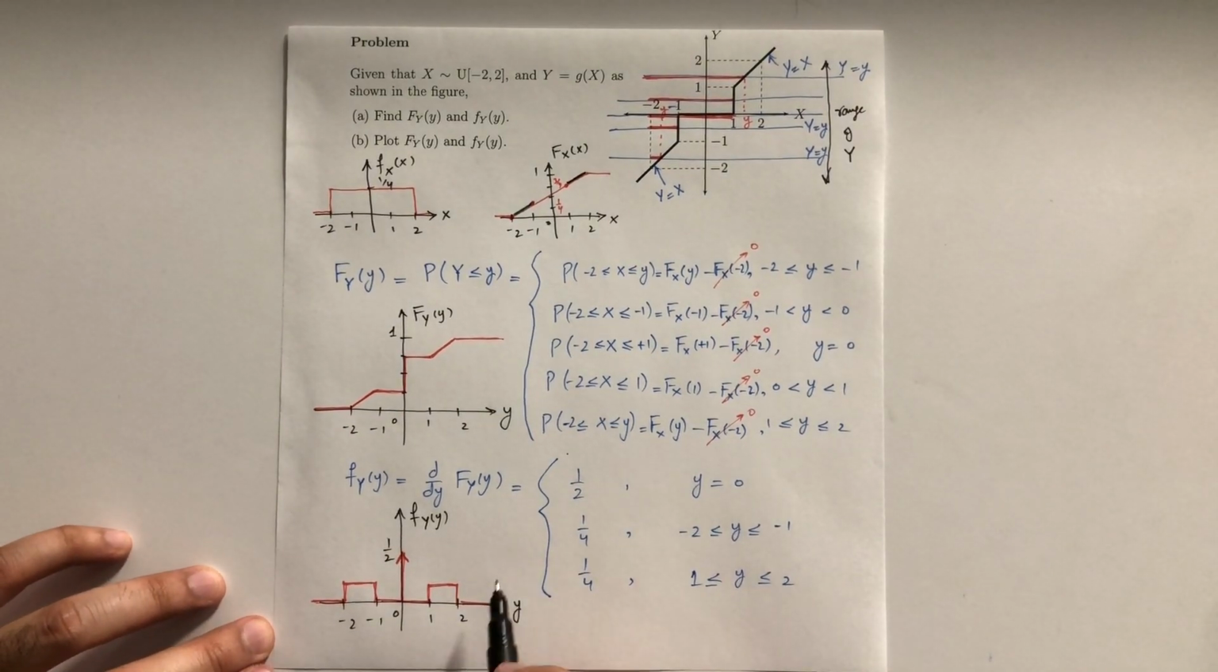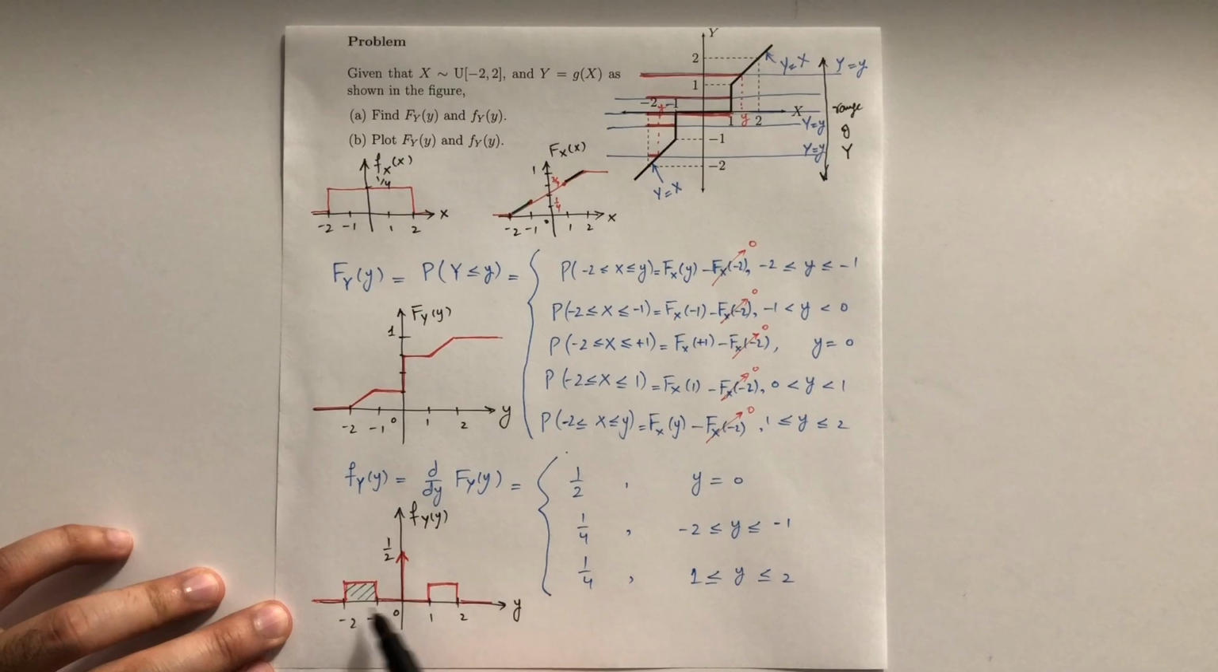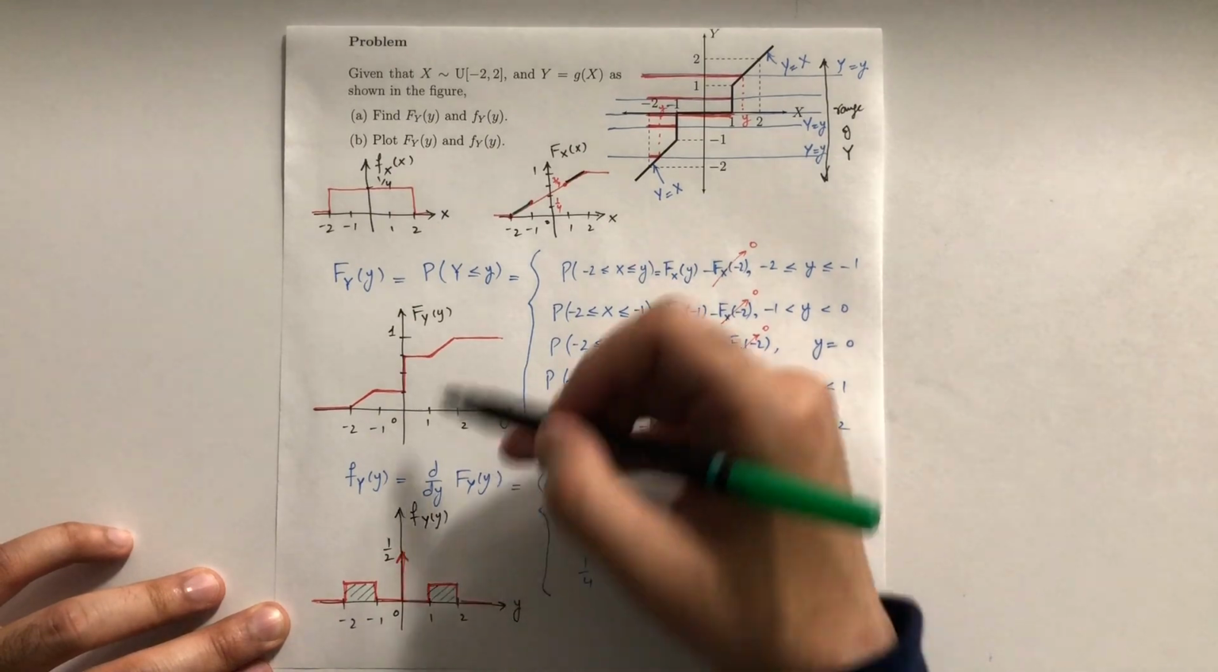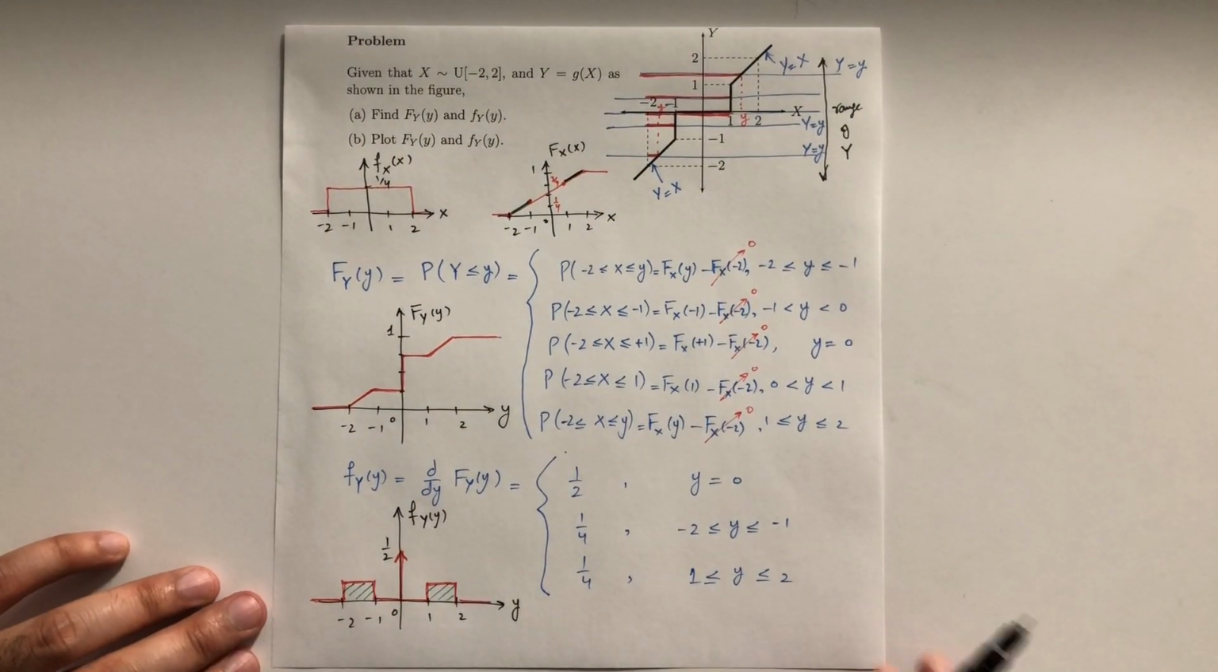And if you have a closer look, this density function integrates to 1. So the area here is 1/4. The area here is 1/4, and the remaining 1/2 is here. So if you sum all this, you get 1. So it's a valid density function. And if you integrate this, you will get this figure here. So that's the end of the solution.